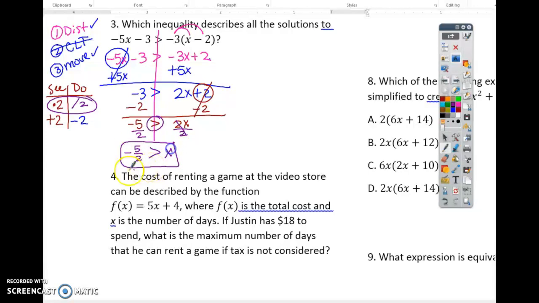And then you can flip the whole thing. So x is less than negative 5 over 2. Flip it because it's the same thing. And then you would look for this as your answer.